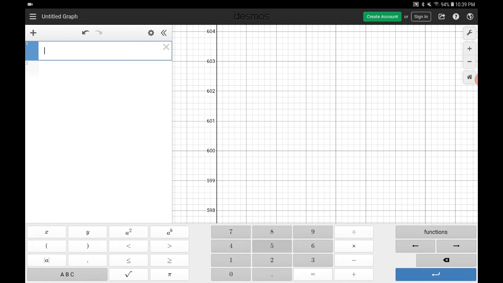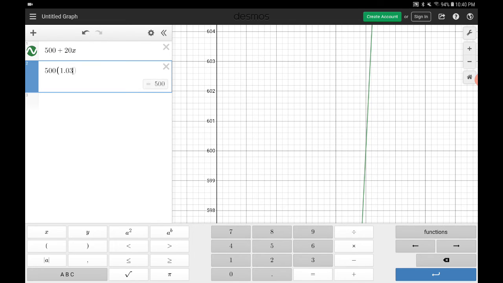So I'll put my linear function here, which was 500 plus 20, and then your x is over here on the left. All right, and you can see the green line was graphed over here. And then in box 2, I'm going to put my exponential one, which was 500, and then parentheses for times. And then we have 1.0375. Close the parentheses. Now to get the exponential, this a to the b button right here, you press that, and it takes your cursor up in the power, and that's where I'm going to put my x there. And then you can see the blue line that's being graphed.